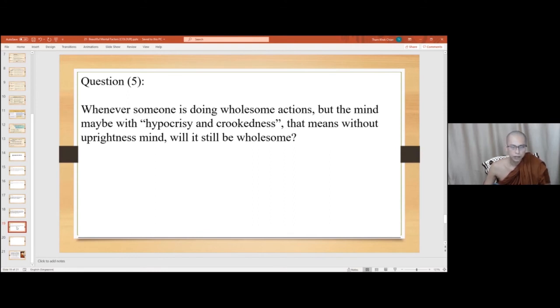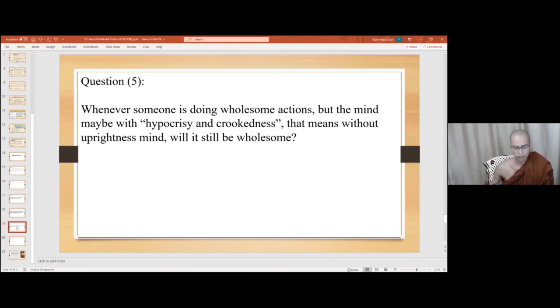So the person cannot perform the wholesome action without the uprightness. It means with hypocrisy or crookedness, because they have the opposite nature. That is why when the person is doing a really wholesome action, there must be the uprightness. So without the uprightness, one cannot perform the wholesome action.